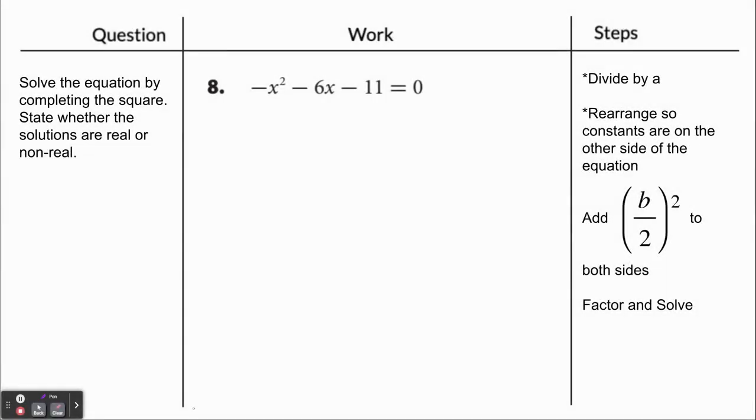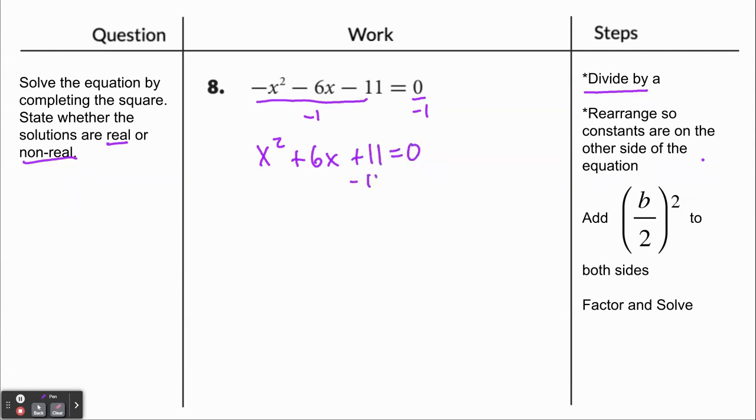Here we're asked to solve the equation by completing the square and state whether the solutions are real or not real. So first thing I'm going to do is divide both sides by -1. The nice part about it is it doesn't change anything over here. But what it gives us on the left side is x squared plus 6x plus 11 equals 0.